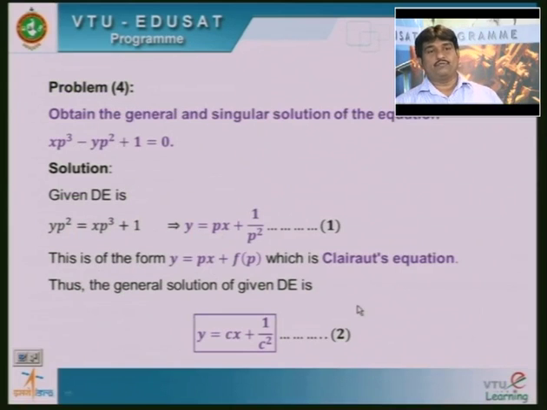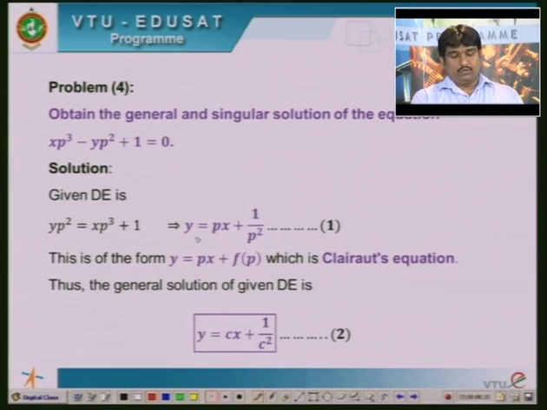Next problem. Problem number 4. Obtain the general and singular solution of the equation xp cube minus yp square plus 1 equals 0. Given differential equation is yp square equals xp cube plus 1. You divide this equation throughout by p square to get y equals px plus 1 divided by p square. So this is of the form px plus f(p), which is Clairaut's equation, and its general solution is y equals cx plus 1 divided by c square.